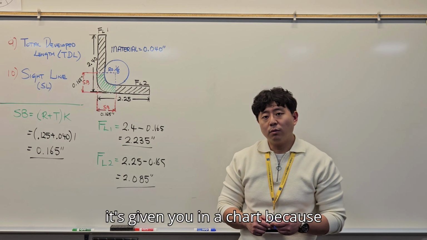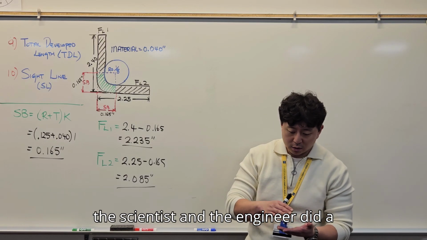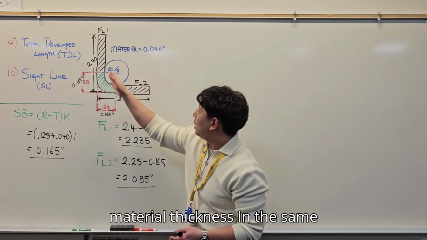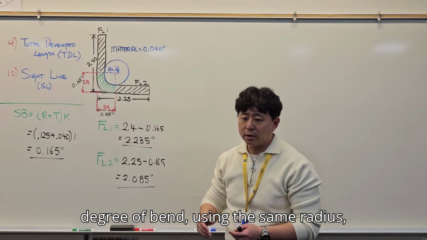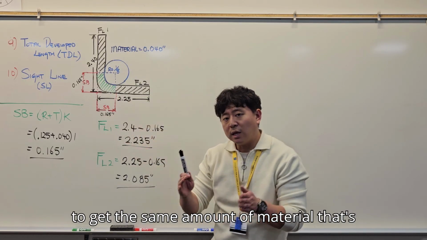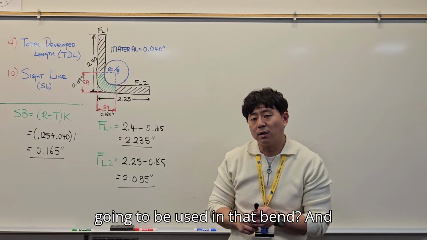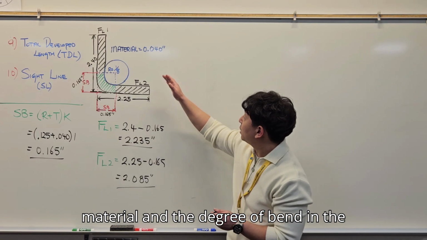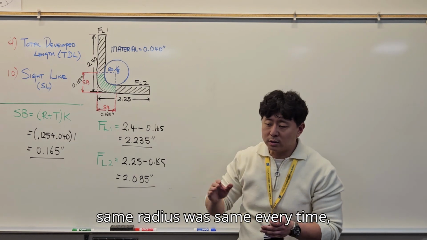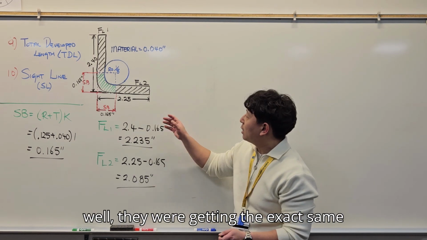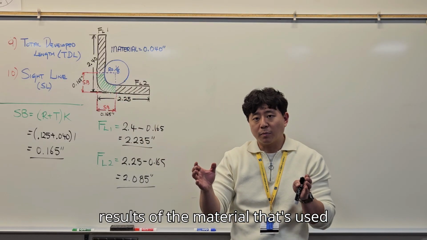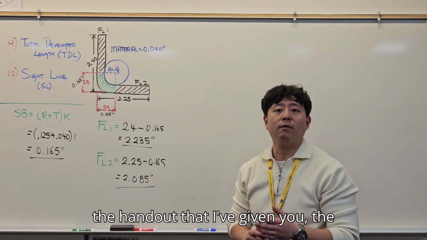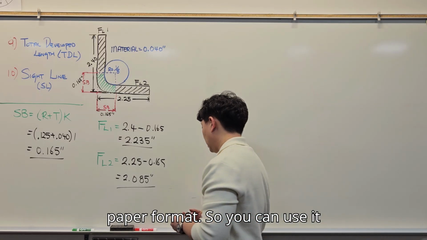Again, it's given to you in a chart because the scientists and the engineers did a whole bunch of experiments using the same material thickness, the same degree of bend, using the same radius. They were experimenting, will I get the same amount of material used in that bend? And the answer was yes, they were getting a consistent result. As long as their material, the degree of bend and the radius were the same every time, they were getting the exact same amount of material used in that bend. So that chart is in the handout that I've given you, the paper format, so you can use it.